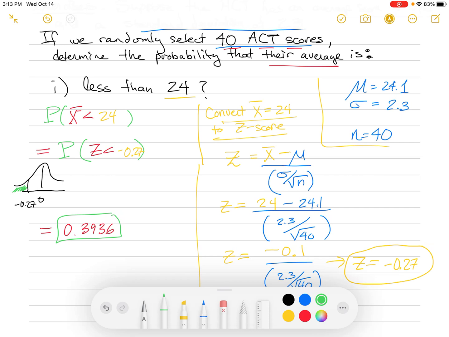So when you're talking about using the central limit theorem, you're talking about a group. You're not talking about an individual being less than 24. You're talking about a group of individuals. So you're talking about 40 entire ACT scores. So what's the probability that 40 ACT scores, their average is less than 24?